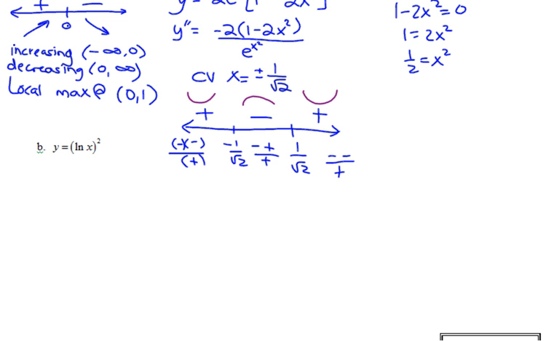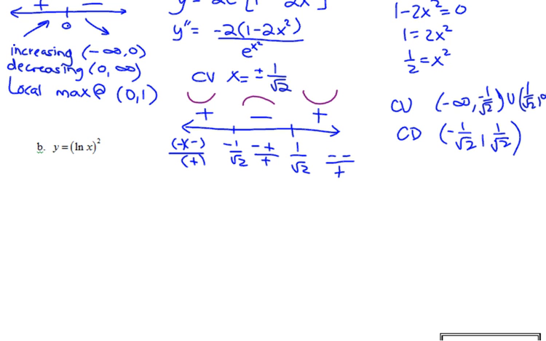Okay, so we have to state concave up when? There. Negative infinity to negative 1 over root 2, union 1 over root 2 to infinity. Concave down. Okay, could you expect a written response like this? Heck yes. Oh yeah.